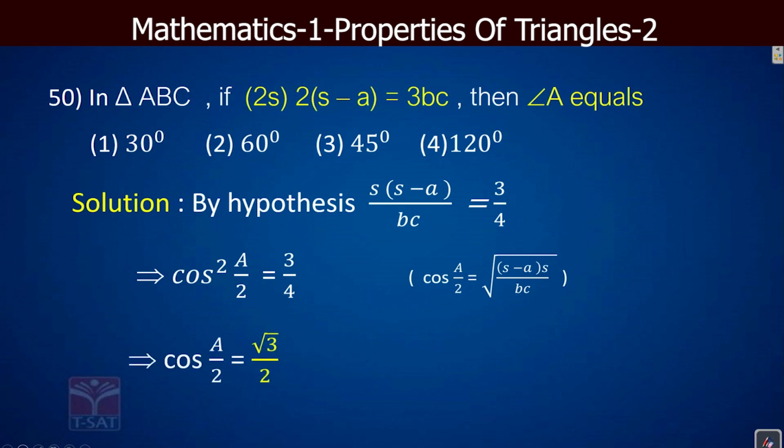because cos(A/2) is equal to the square root of s(s−a)/bc. So cos²(A/2) is equal to 3/4, cos(A/2) is equal to root 3 by 2. So A/2 is equal to 30 degrees, or A is equal to 60 degrees. So the correct option is option number 2.